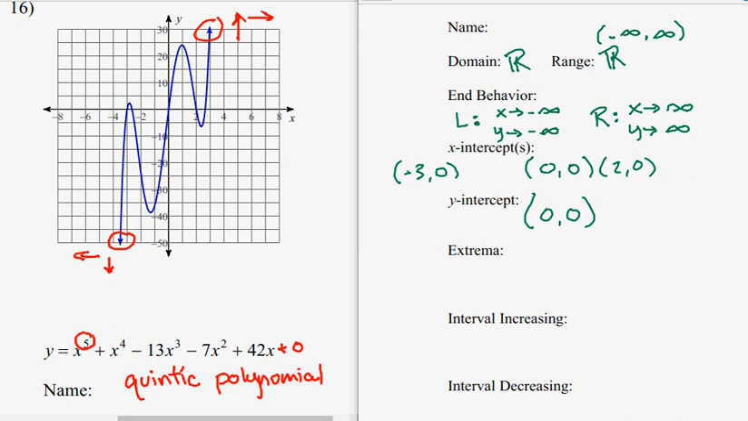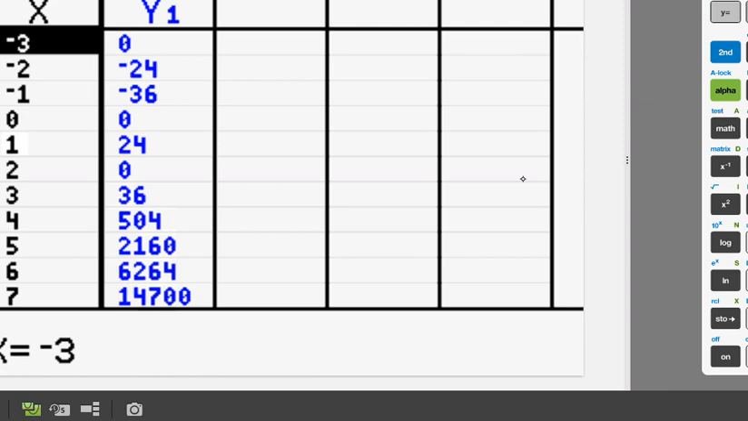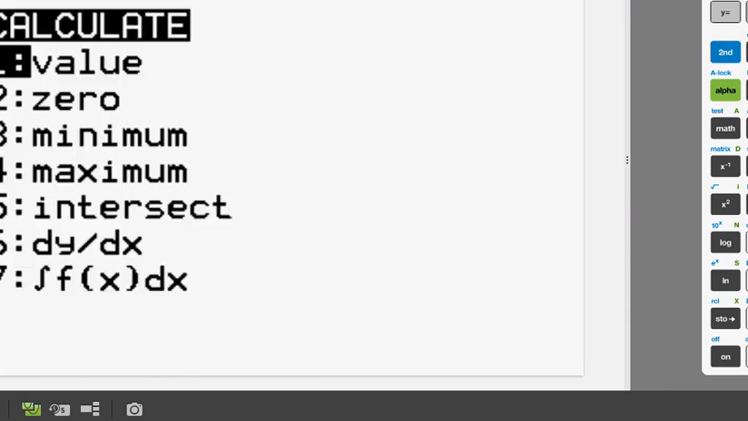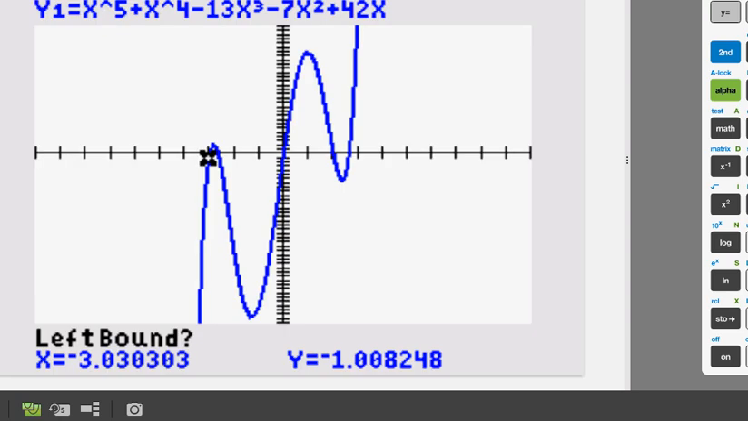Okay, so I'm still missing 2 zeros. I will find them both right quick. Second, trace. I want another zero.